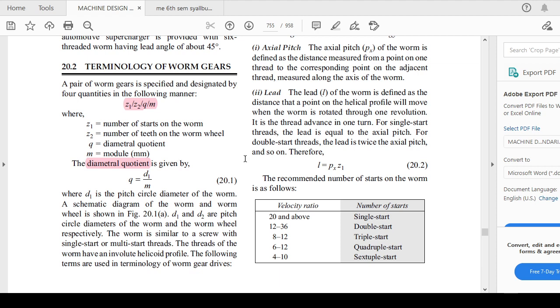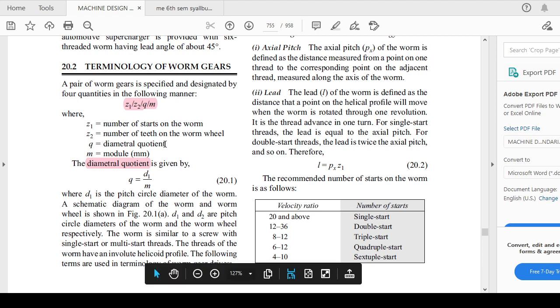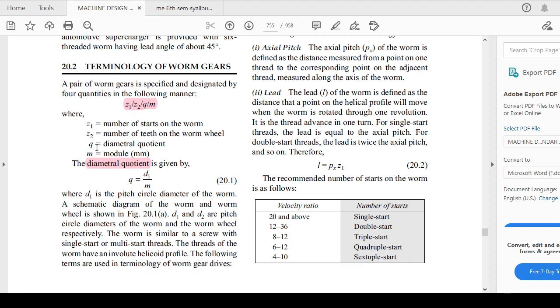As you can see here, there are four terminologies related to the worm gear. Z1 is the number of starts on the worm, Z2 is the number of teeth on the worm wheel, Q is the diametrical quotient and M is the module. The diametrical quotient Q is D1 by M, where D1 is the pitch circle diameter of the worm and M is the module. So if you know the value of the module and the value of Q, the diametrical quotient, then you can easily calculate the pitch circle diameter of the worm.